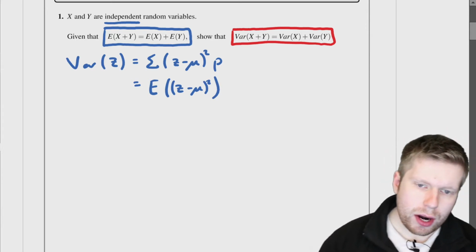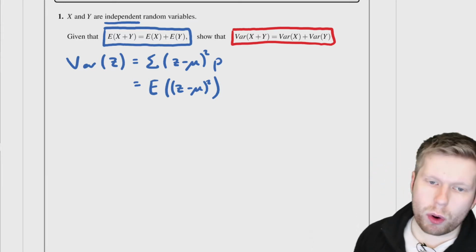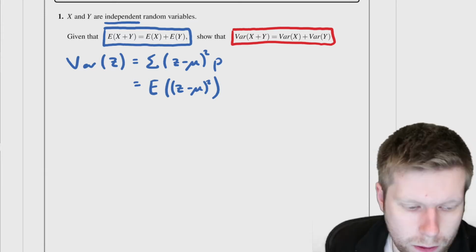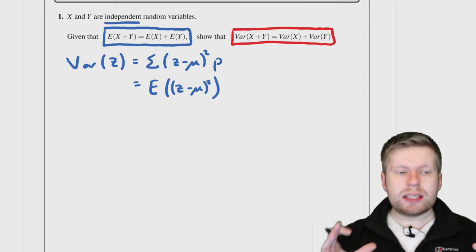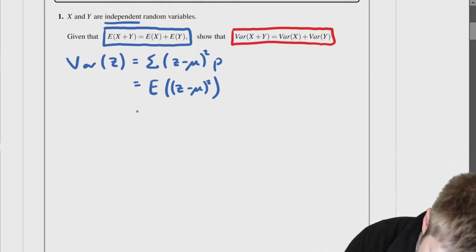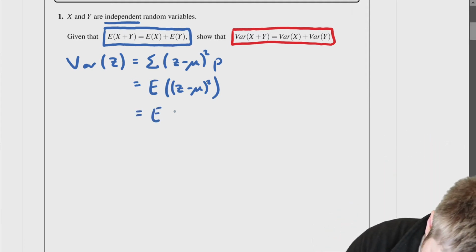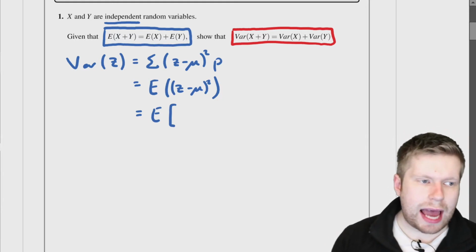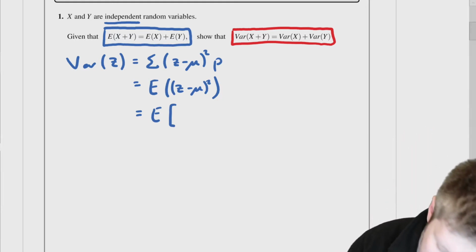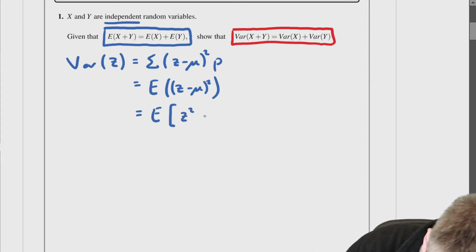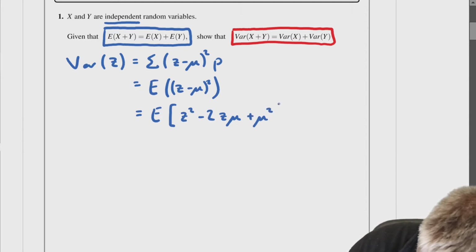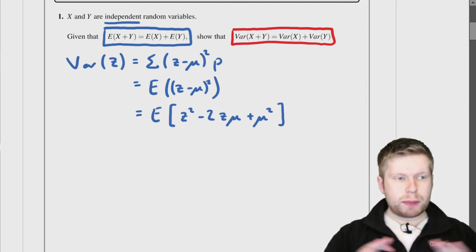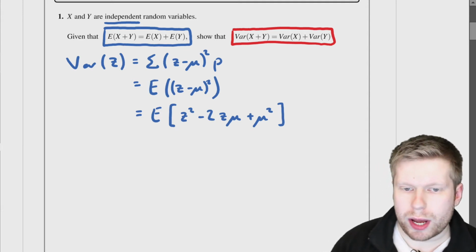Well, okay, if I have a look at this, then what I can basically say is I can just expand the thing inside the expectation out. So in other words, this should be equal to the expectation of, well, let's have a look. If I expand this z minus mu all squared out, it's just a simple binomial expansion. This is going to be z squared minus 2z mu plus mu squared, like so. So I'm just simply expanding that z minus mu all squared out.